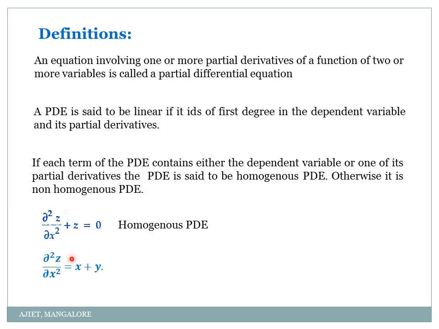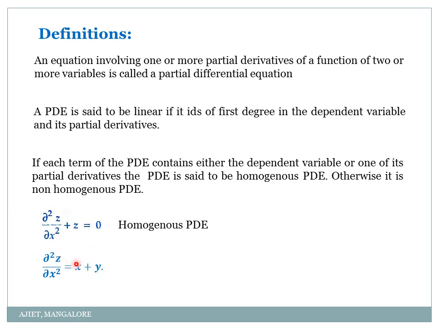Now I have another equation here. ∂²z/∂x² = x + y. What happened here? We have it homogeneous if it contains either the dependent variable or one of its partial derivatives. So what happened here? We have the independent variables also. x and y are independent variables. z is the dependent variable, correct?